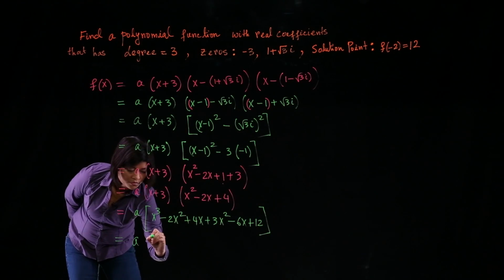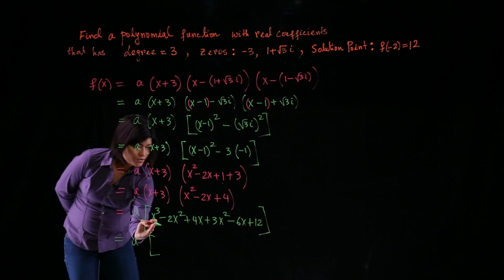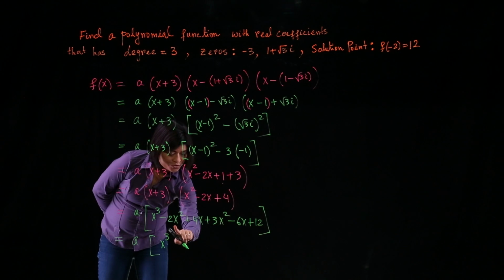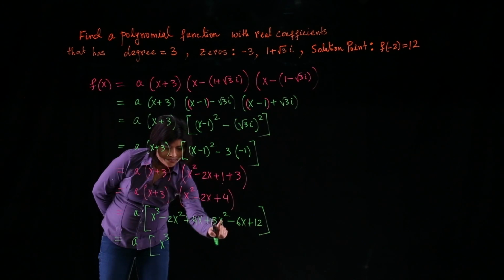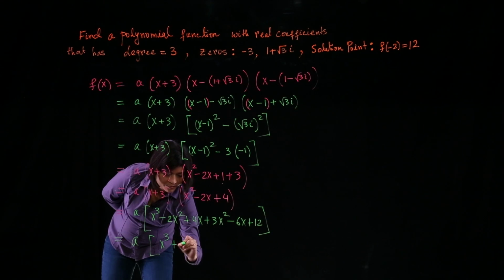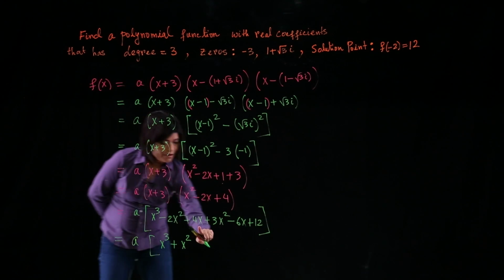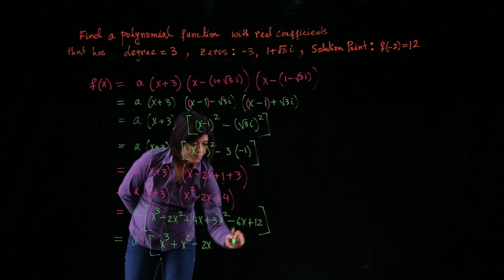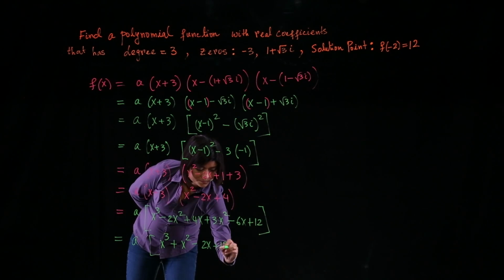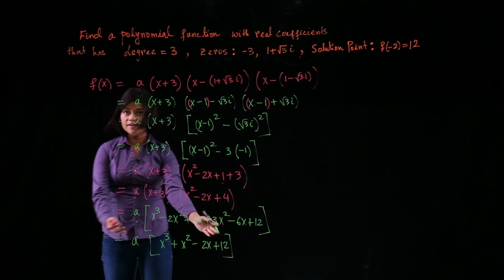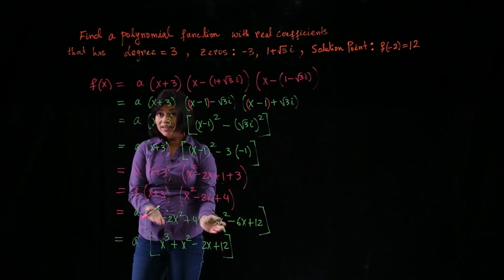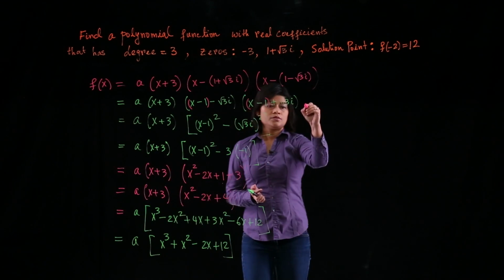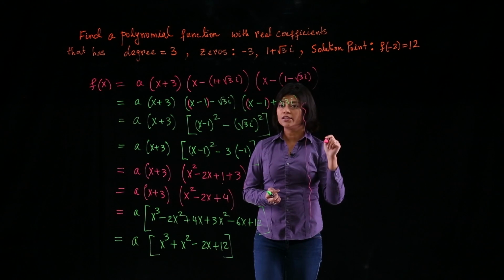One more step. Let's combine the like terms together. There's just one x cubed. We have a negative 2x squared and plus 3x squared, so 3 minus 2 is 1, and we'll have plus x squared. Then we have 4x minus 6x, so that's negative 2x, and then plus 12. So we got a pretty nice expression for this function. The only thing that we don't know is what a is. And here we use the solution point.